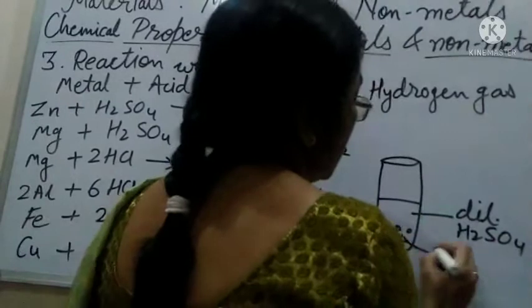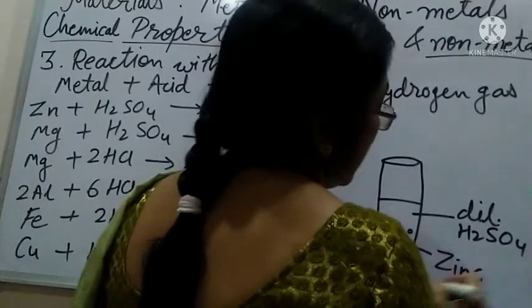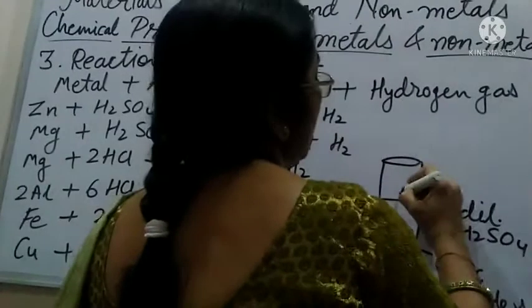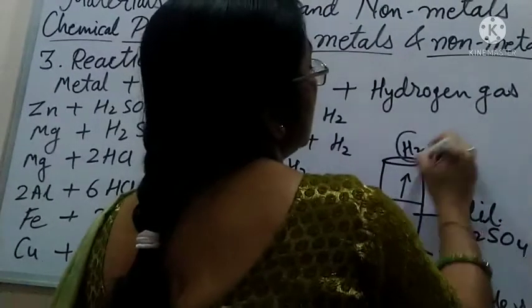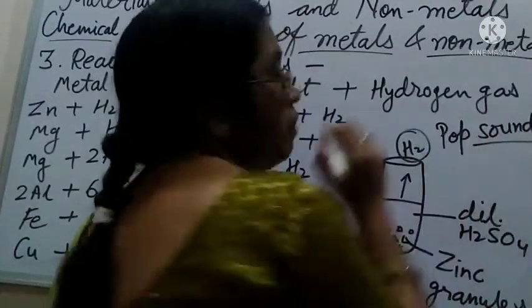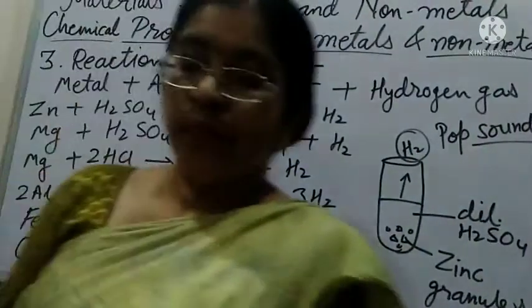Dilute sulfuric acid, and these are zinc granules. And the gas will evolve out. It is hydrogen gas, which burns with a sound when you bring a burning candle near it.